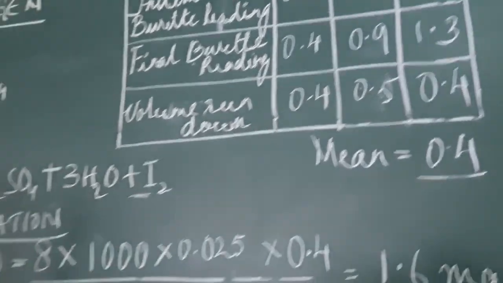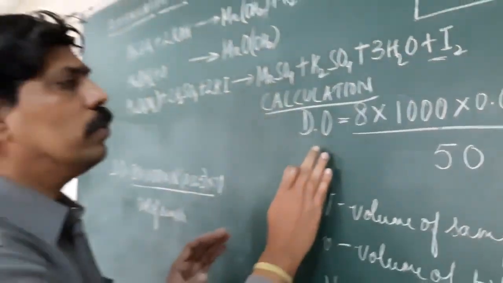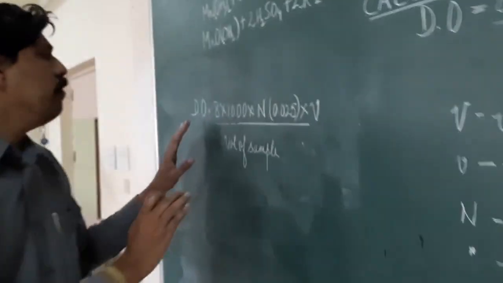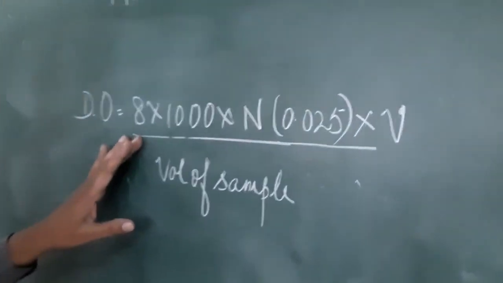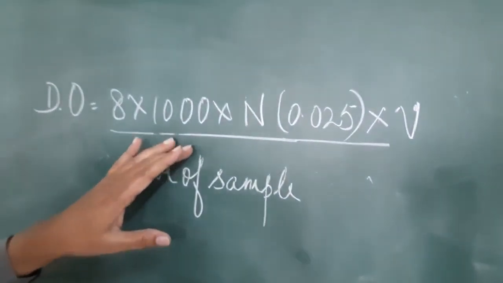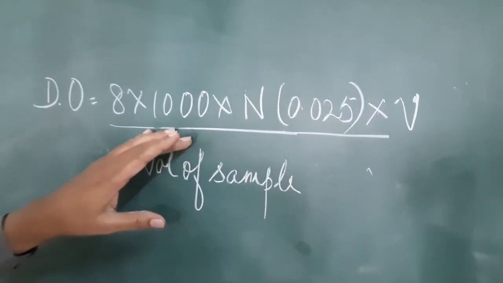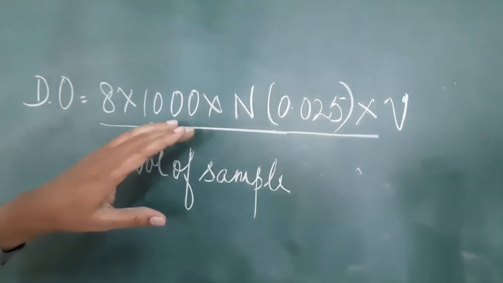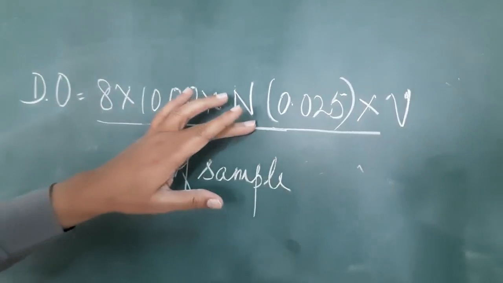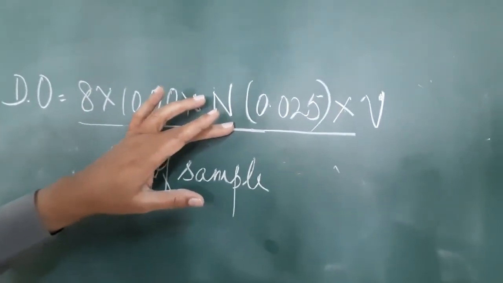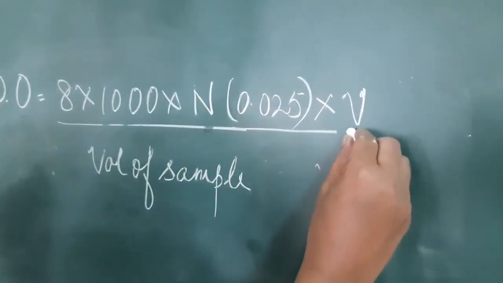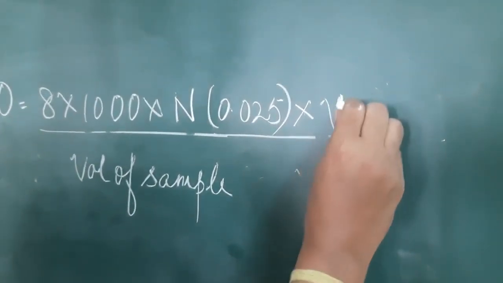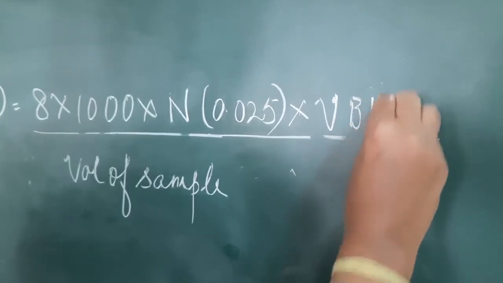The calculation goes like this. For the calculation of the dissolved oxygen, you need a formula wherein 8 is a constant, and because the dissolved oxygen is always calculated for 1 liter, that is, expressed as grams per liter or milligrams per liter, we take 1000, and then this is the normality of the titrant, that is the sodium thiosulfate we have taken, and this is the burette reading that we have got.